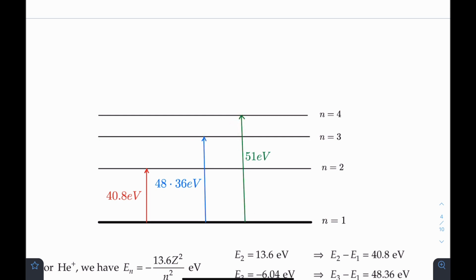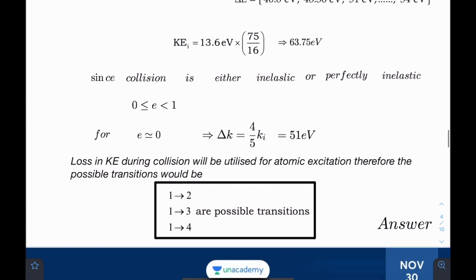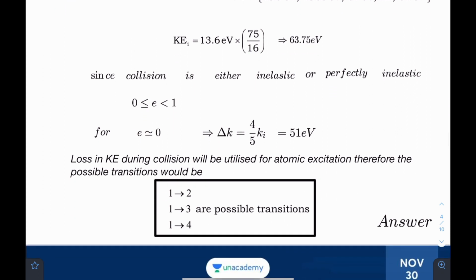Maybe it can absorb this or may not be absorbing this, but anyways, we don't have to consider the perfectly elastic situation, so we are ignoring it. So the only possibility is that a perfectly inelastic collision can lead to the 1 to 4 transition, and an inelastic collision can lead to 1 to 3 and 1 to 2. So these are the possible transitions here: 1 to 2, 1 to 3, 1 to 4 are the possible transitions. This is going to be the answer, guys, finally.